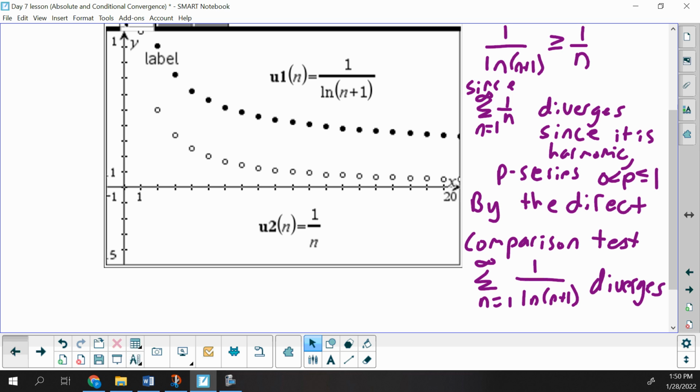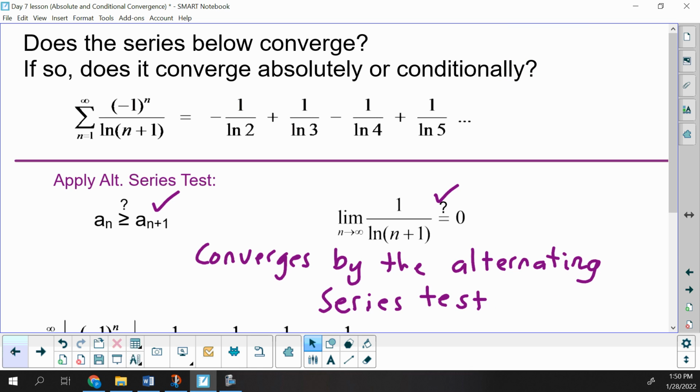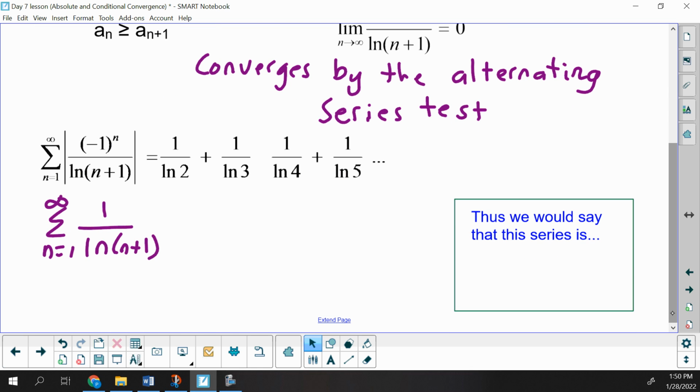So since the absolute value diverges, we can go back up to the top of the page, and our original series, we would say, is conditionally convergent. And these types of problems are somewhat popular on the free response of the AP exam.